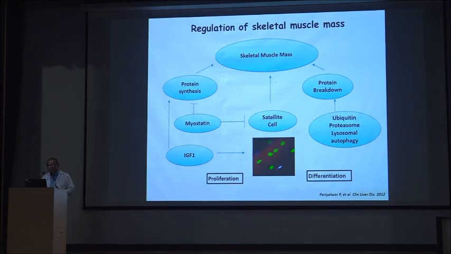So what is the mechanism actually in skeletal muscle mass? There is protein synthesis and protein breakdown. This process goes on continuously. There are satellite cells which proliferate and differentiate into myocytes, and myostatin downregulates protein synthesis, and insulin-like growth factor 1 stimulates protein synthesis. There are two pathways, the ubiquitin proteasome pathway and the lysosomal autophagy pathway, which are responsible for degradation of protein.